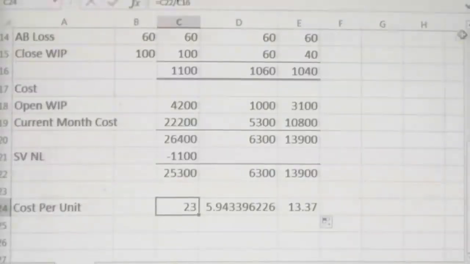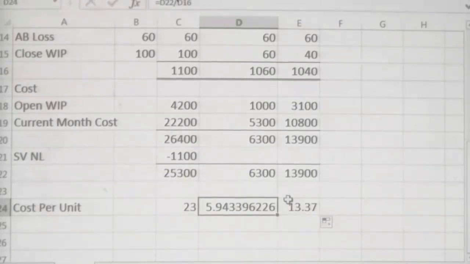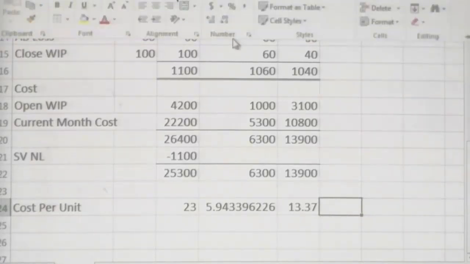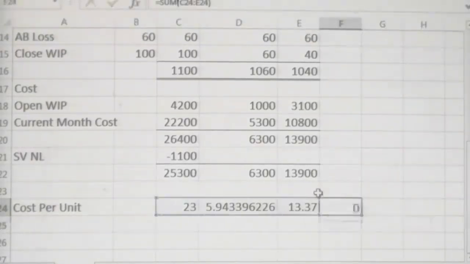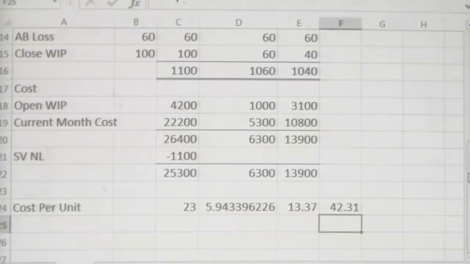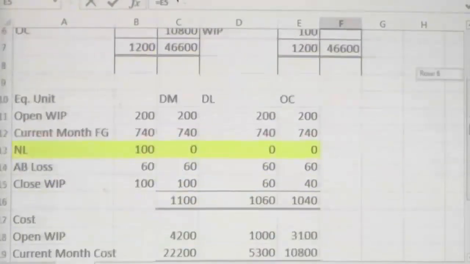Let us see. The cost of abnormal loss. You know abnormal loss quantity 60 in each category. Material, labor and other overhead. All these cases it is 60. This is material cost. This is labor cost. This is other cost. Therefore, you can take the total here. Right? Let us take total here. Then easily you can multiply by this 60 to have the cost of abnormal loss.